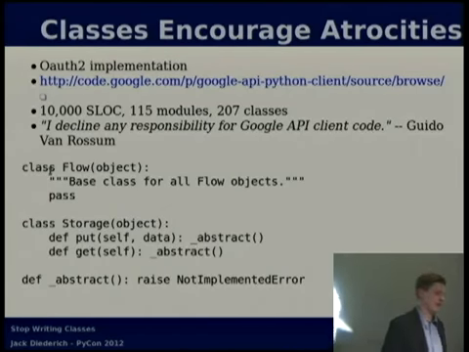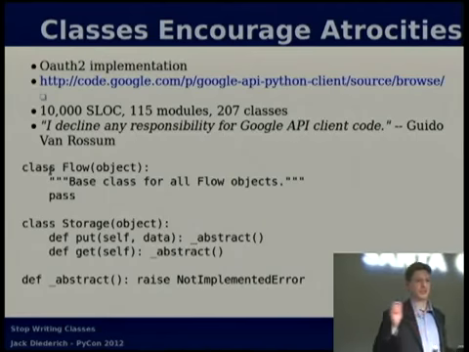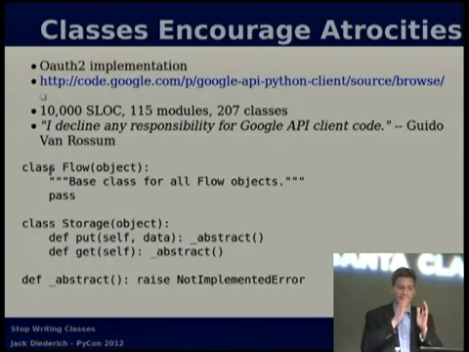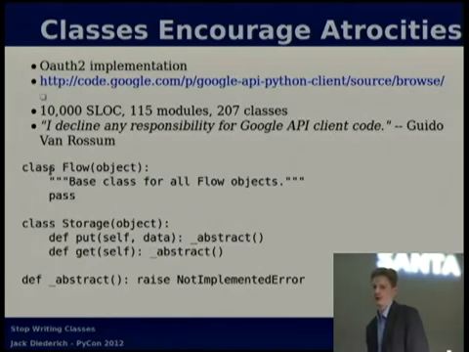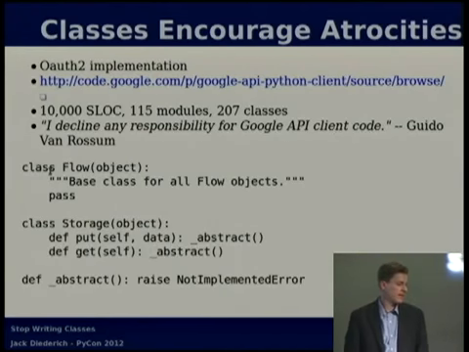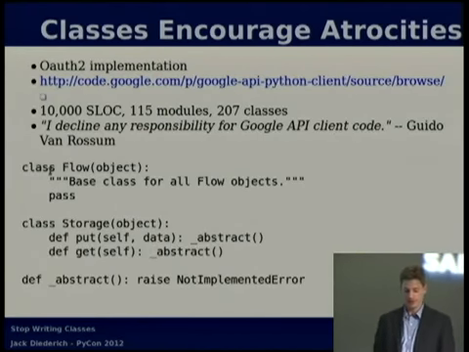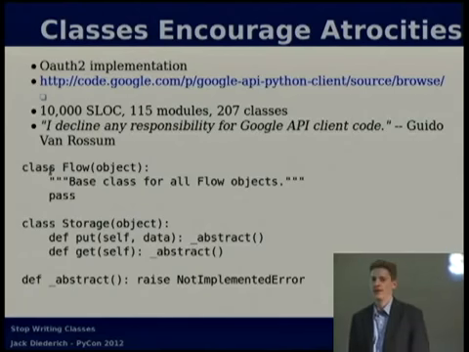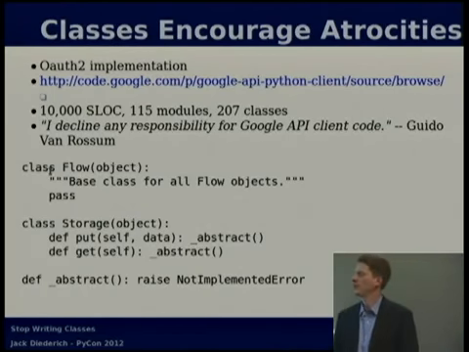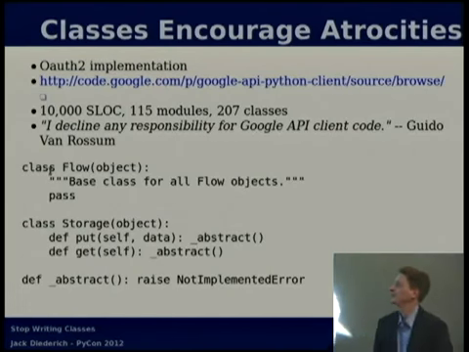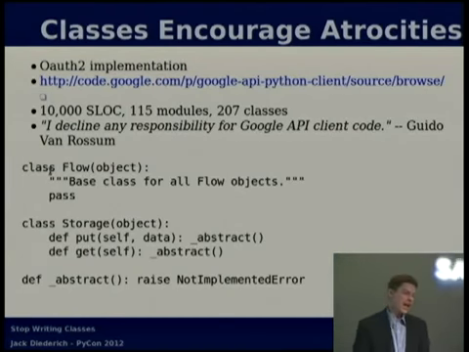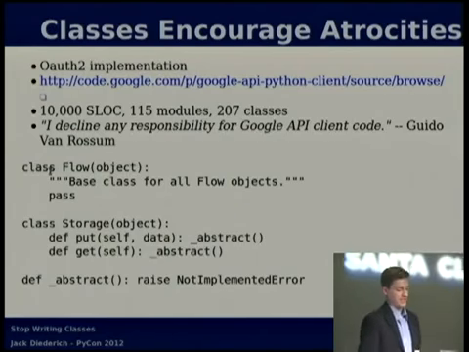I was trying to use the Google URL shortener. I just wanted to take URLs and make them small. So there's one massive project that Google exports. It's 10,000 source lines of code. 115 modules, 207 classes. I did a rant on this on G+, which almost no one saw, and Guido said, I decline any responsibility for Google API code. In 10,000 lines, there's bound to be some stinkers.